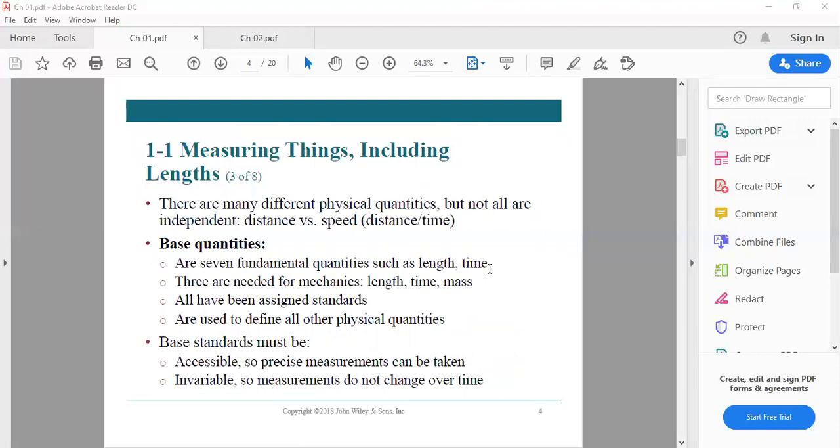You're going to have many different physical quantities. Not everything is independent. Your base quantities, you're going to have seven. They're going to be such things as length and time, and three are going to be needed for mechanics: length, time, and mass. You've got a certain standard to which all of them are assigned, and they are going to be used to define other physical quantities, more complex notions as we go along. You need to have these base standards be accessible so that you can take a measurement and that they don't vary, so that we can do measurements at different times and still be able to discuss the same thing.